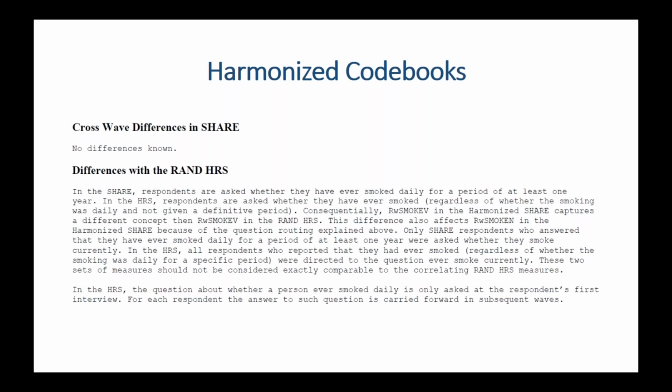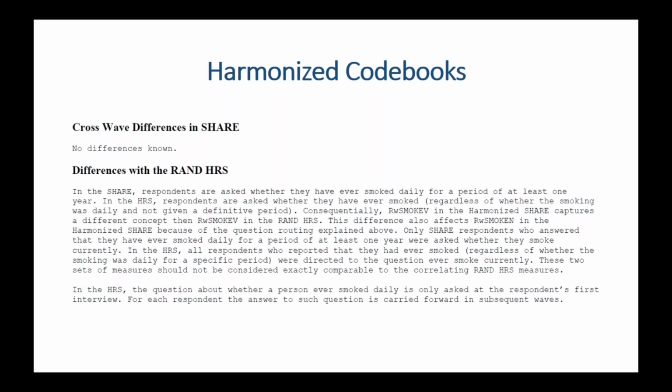So we say here in the SHARE, respondents are asked whether they've ever smoked daily for a period of at least 1 year. In the HRS, respondents are asked whether they have ever smoked, regardless of whether the smoking was daily, and not given a definitive period. So depending on what you want to model or capture with this variable, you might be getting something different.